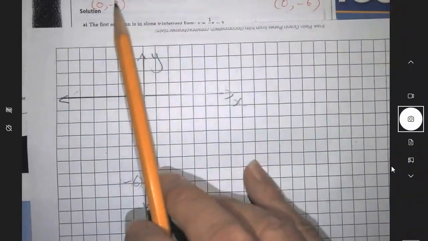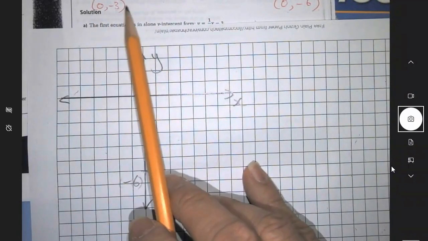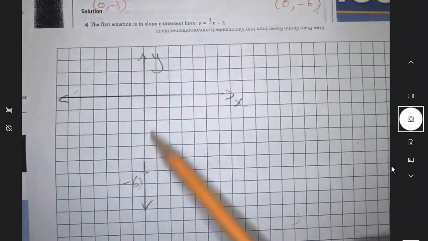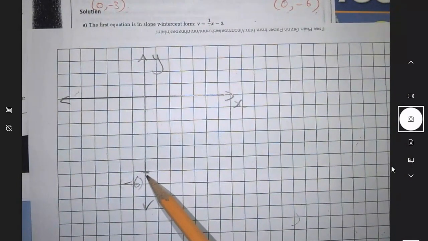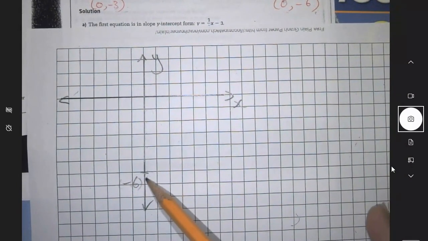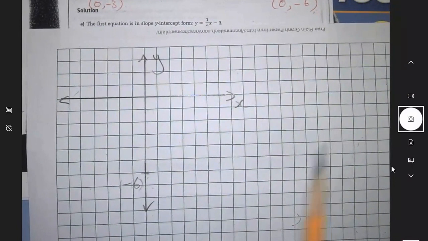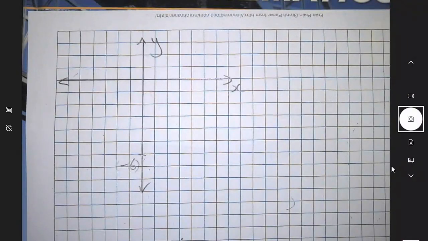Are we okay? Because both equations, as we looked at earlier, have y-intercepts at (0, -3) and (0, -6). You want to make sure your grid goes down at least to -6. Okay, I have maybe 2 or 3 more. Questions?